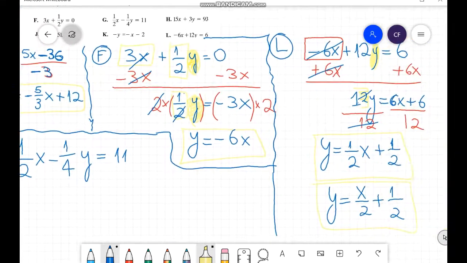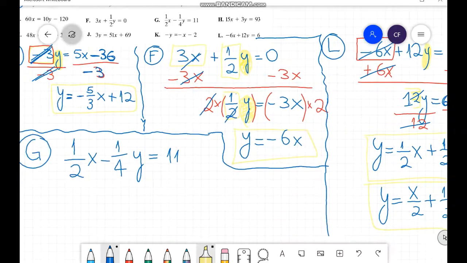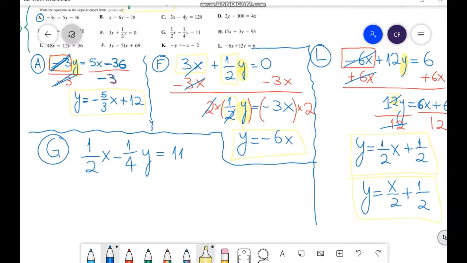L, it's here. Both ways, both answers are right. Y equals x over 2 plus 1 over 2. Great. And I can do it like this, yes. G, 1 over 2x minus 1 over 4y equals 11.